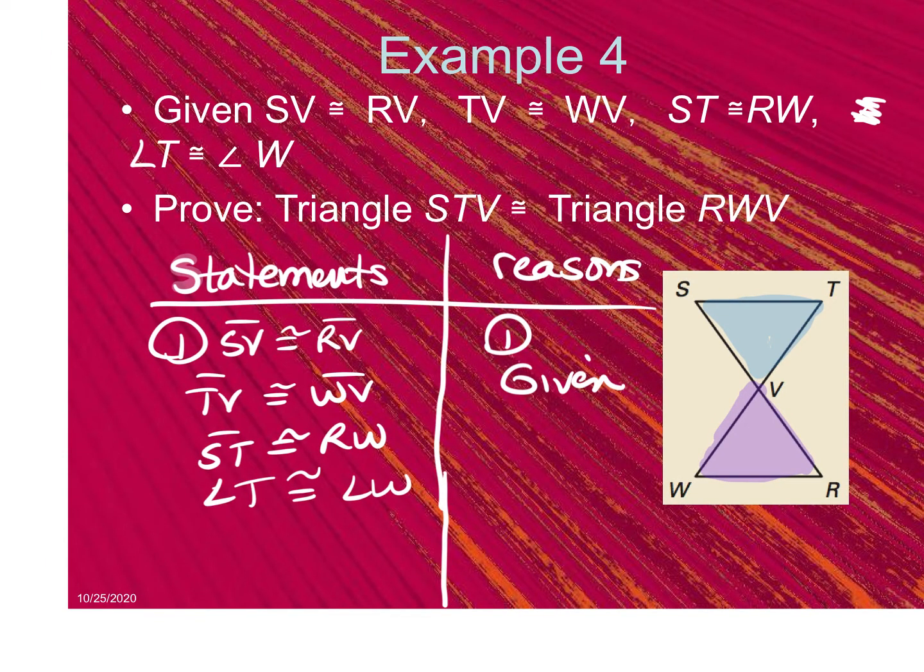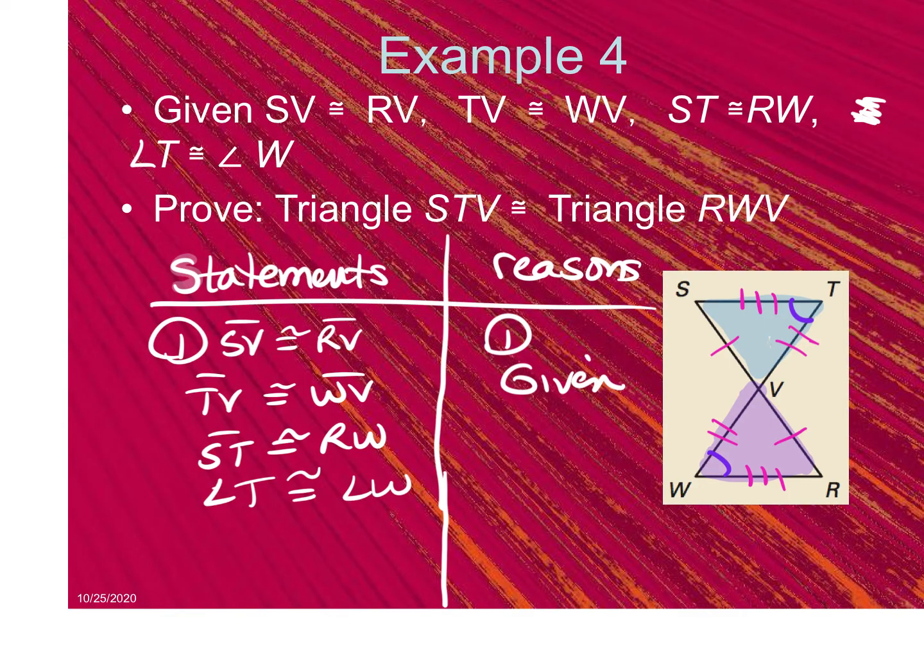So let me add in the markings in the picture. SV congruent to RV and TV congruent to WV and ST congruent to RW. Then they also told me that angle T was congruent to angle W. So notice in my picture, all I need to come up with are the other 2 corresponding congruent angle pairs.